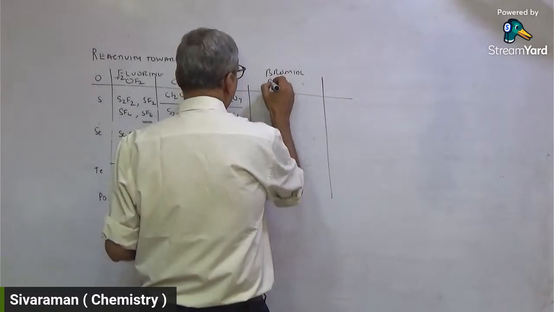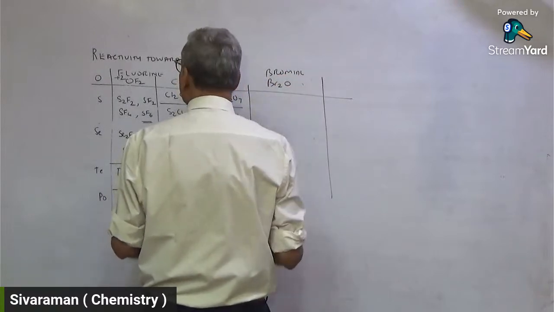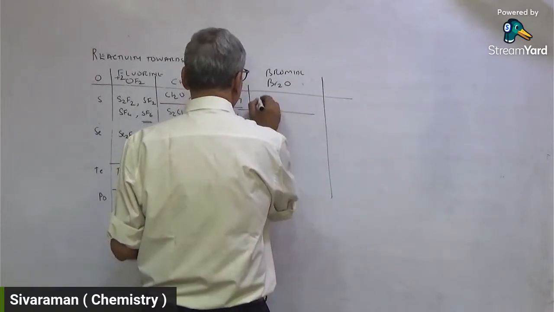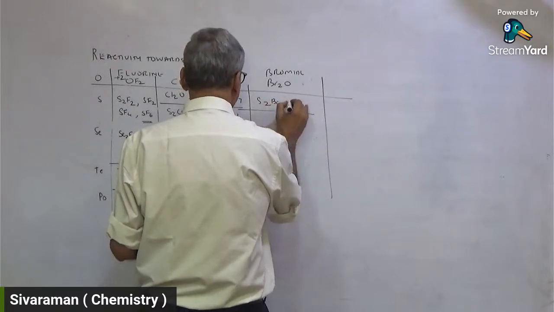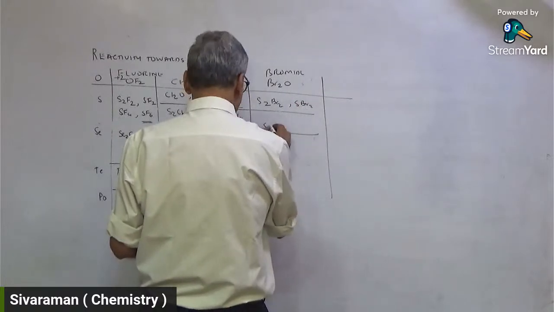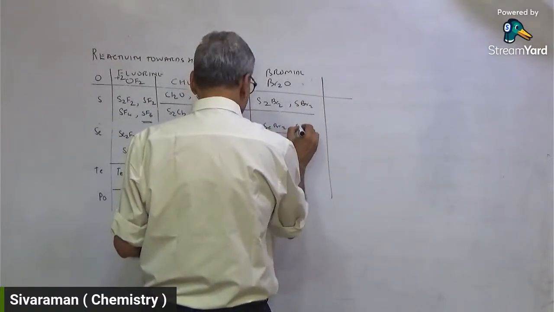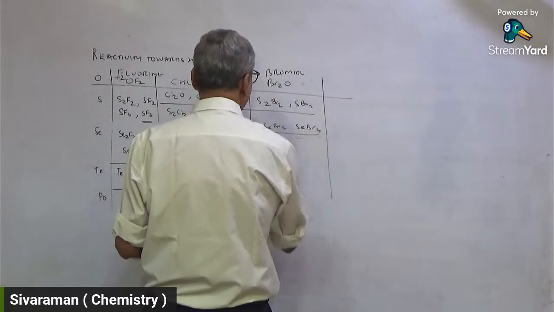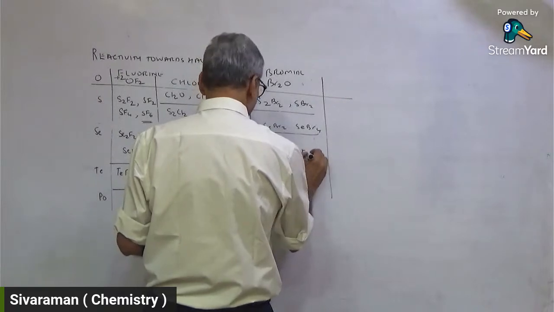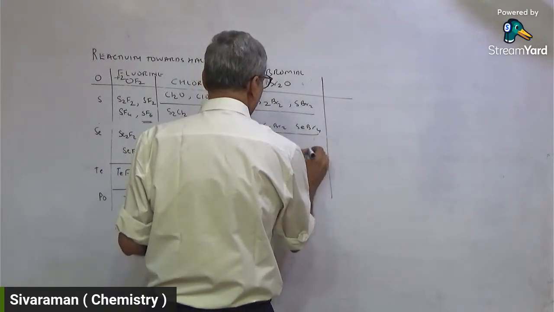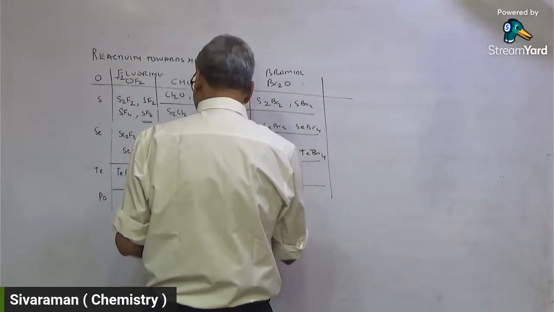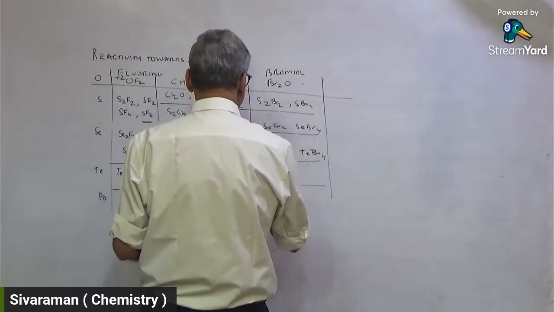So you have Br2O, bromine monoxide. Sulfur will have sulfur monobromide, sulfur dibromide. Selenium dibromide, selenium tetrabromide. Then you have tellurium dibromide, tellurium tetrabromide. Okay.